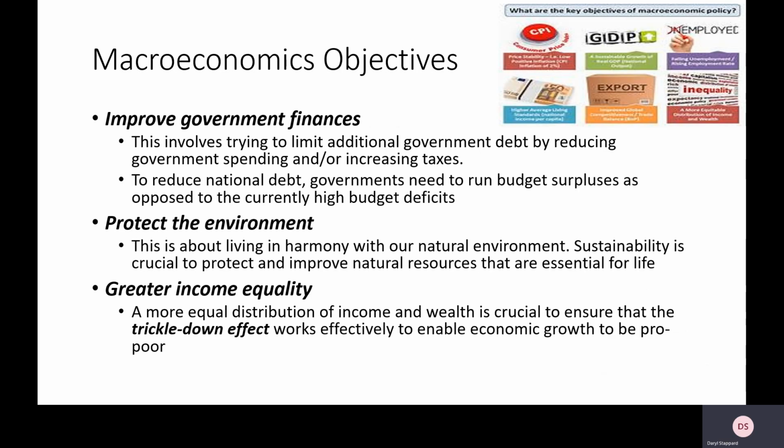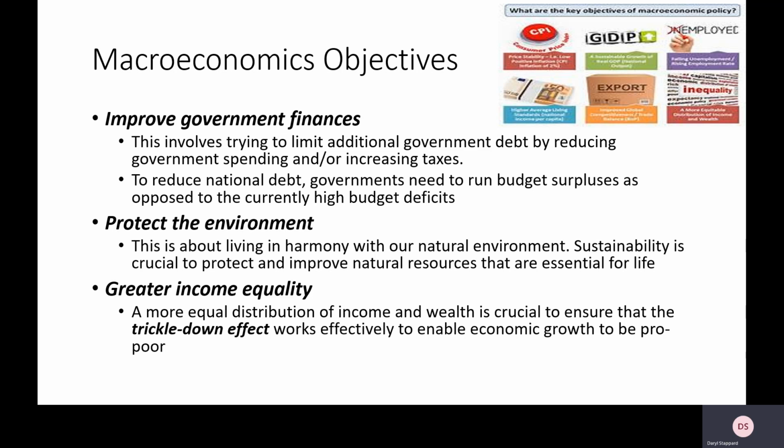3 other key objectives. You can see this first one, improve government finances. Our government at the moment has got roughly £2 trillion of national debt. So what we've got to try to do is to reduce that as much as possible. Probably not at the moment because of what's going on linked to COVID-19 and a recession, but in the longer term, we've got to be looking at reducing this national debt.